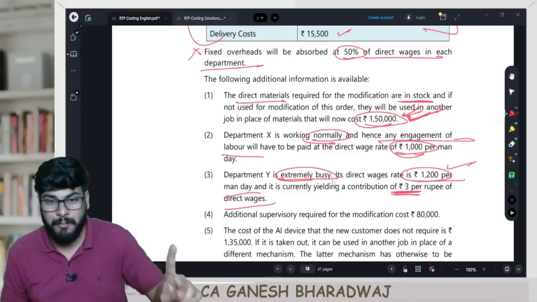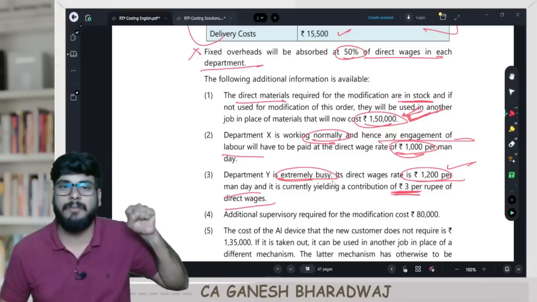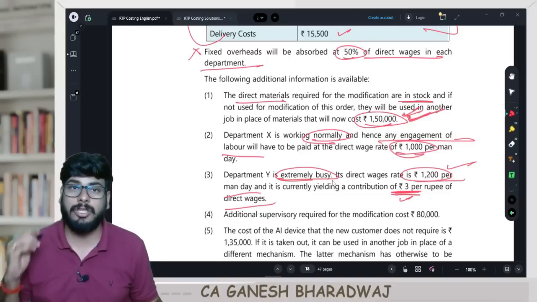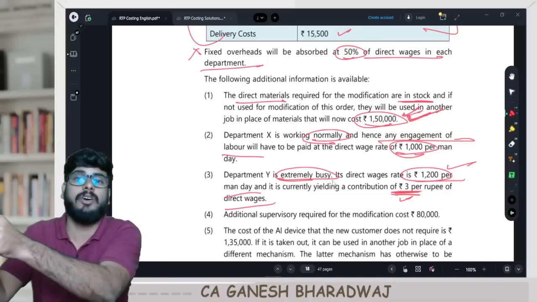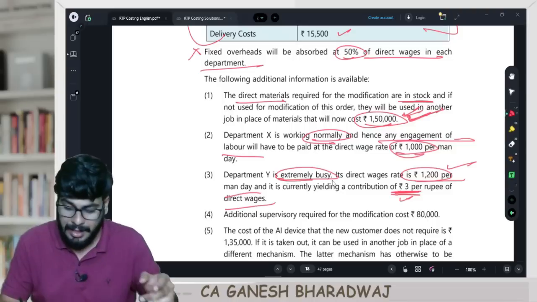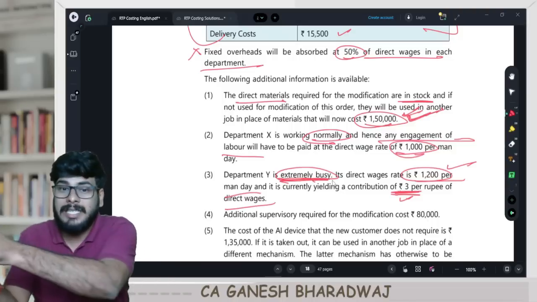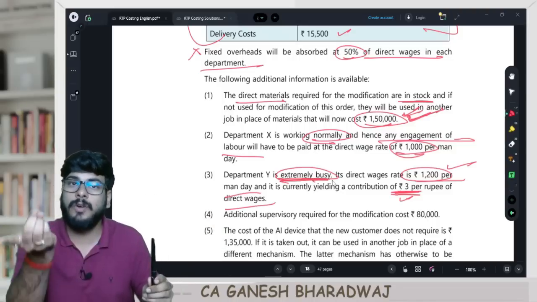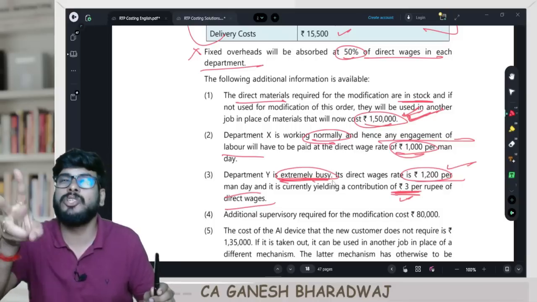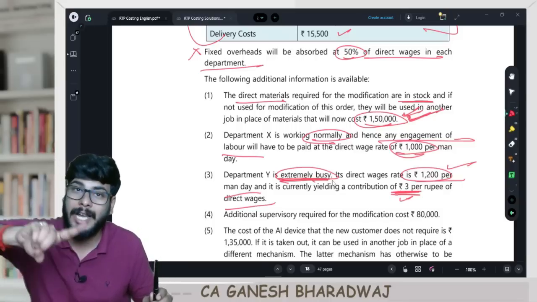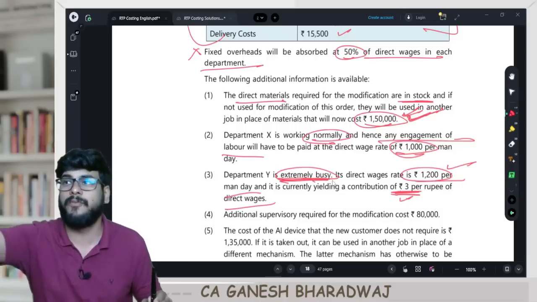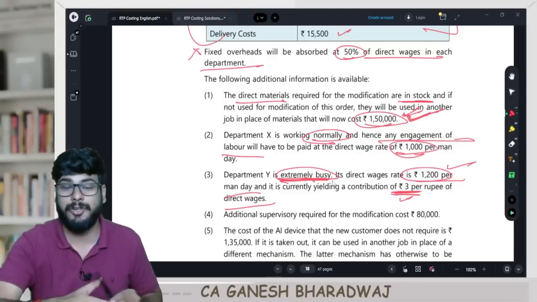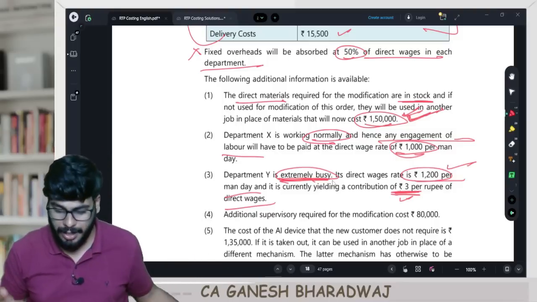For every rupee of direct wages I am taking from department Y, I am losing 3 rupees of contribution. Why? Because this person was working on some other job order. That's why they have given that it's extremely busy, right? Since I am taking it from another job order and giving it here, I'm not only incurring the labor cost, I am also losing out on the contribution that I could have generated using the same labor from a different job order. Are you clear with this? This is an opportunity cost. See what all the intricacies coming here are.